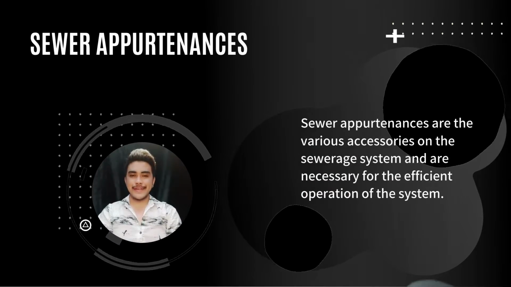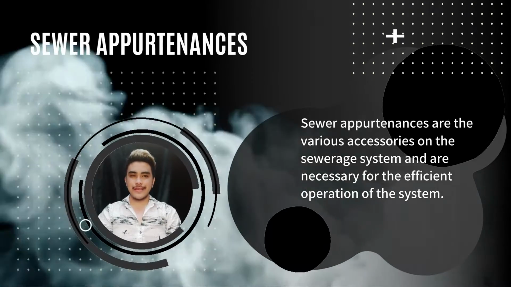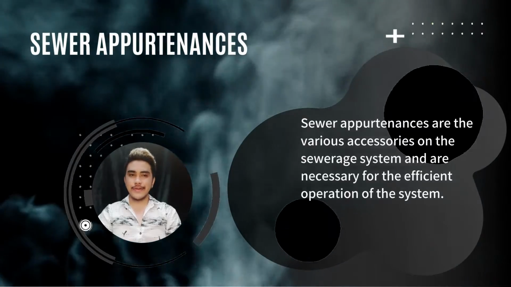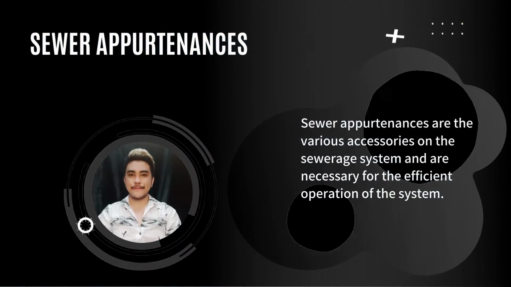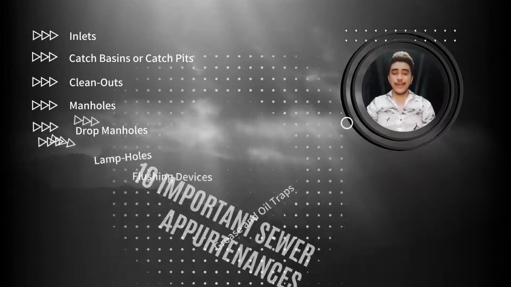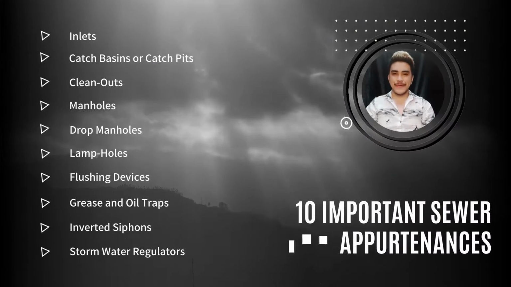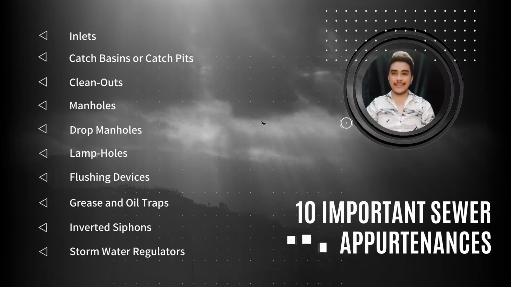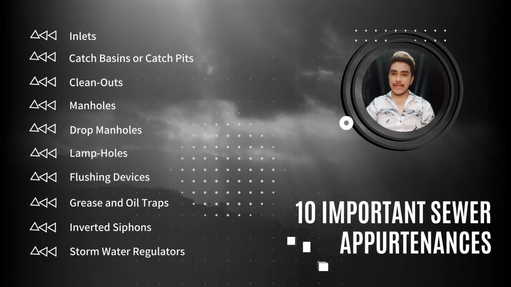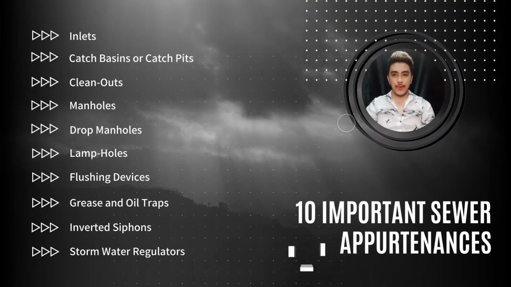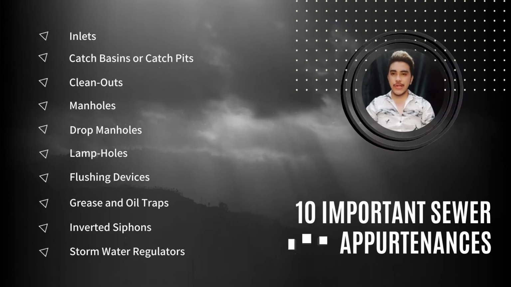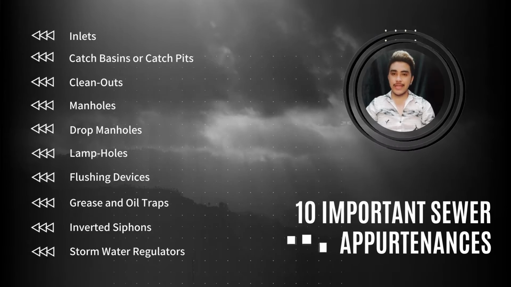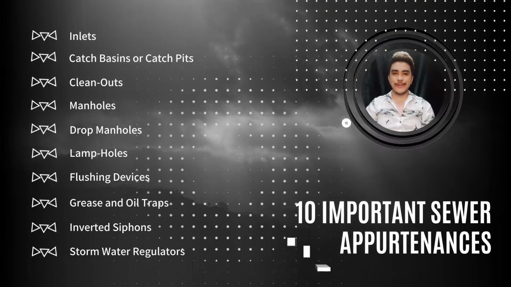What are sewer appurtenances? Sewer appurtenances are the various accessories on the sewerage system and are necessary for the efficient operation of the system. These are the 10 most important sewer appurtenances, namely inlets, catch basins or catch pits, cleanouts, manholes, drop manholes, lamp holes, flushing devices, grease and oil traps, inverted siphons, and storm water regulators.